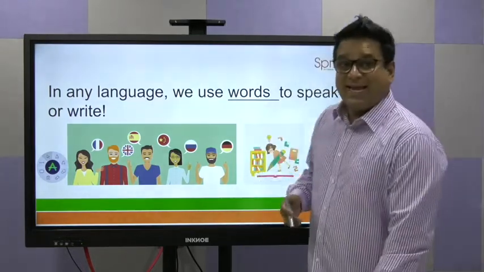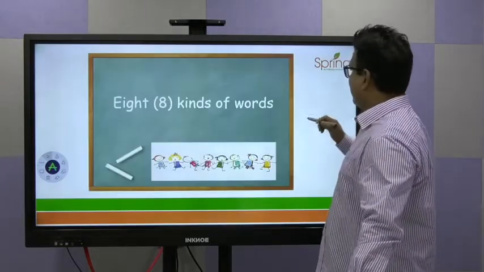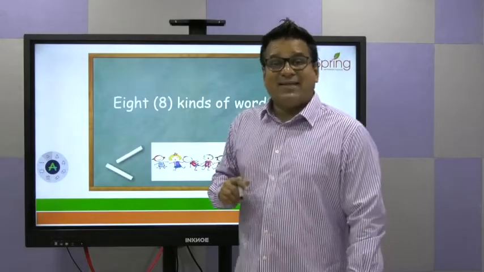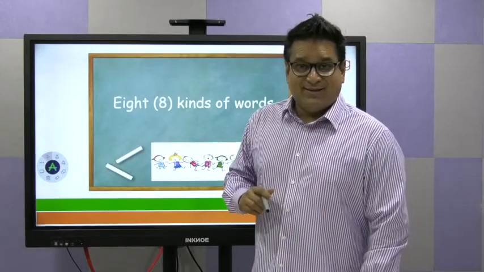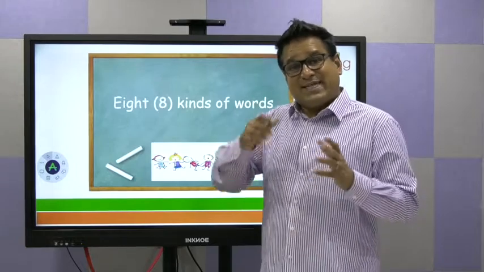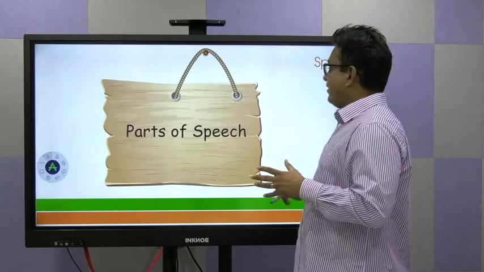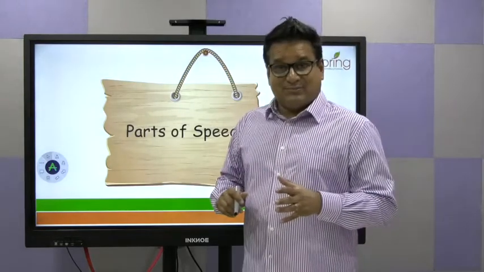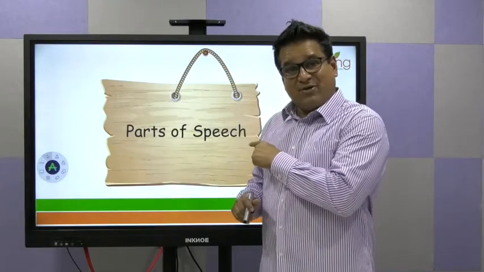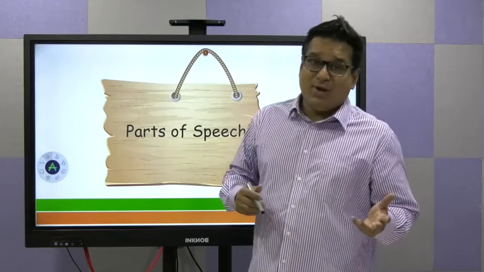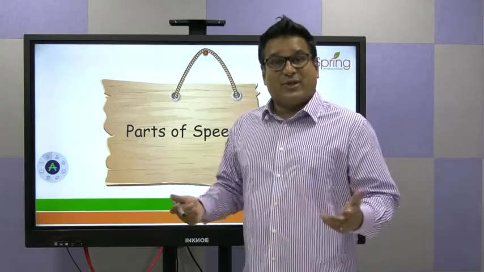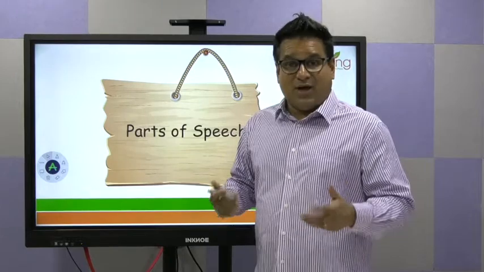Okay? In English, there are 8 kinds of words. And these kinds of words are called parts of speech. Have you heard of this before? Maybe you have, maybe you haven't. But today, let's learn what parts of speech are.